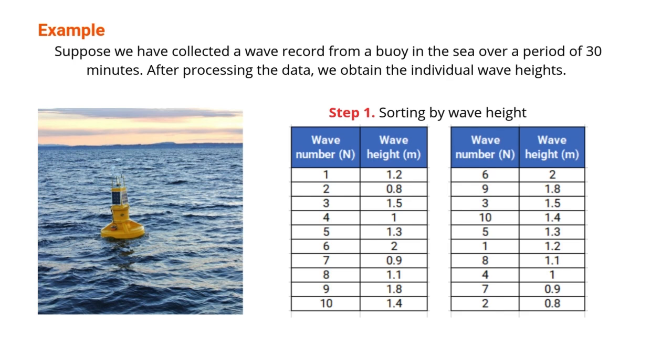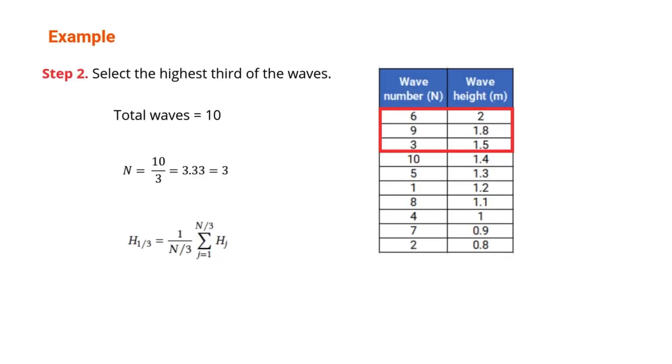Step 1. Sort the wave heights in descending order. Step 2. Select the highest third of the waves. In this case, we have a total of 10 waves. The highest third of 10 waves corresponds to the top 3 waves. So the total number of waves is 10.